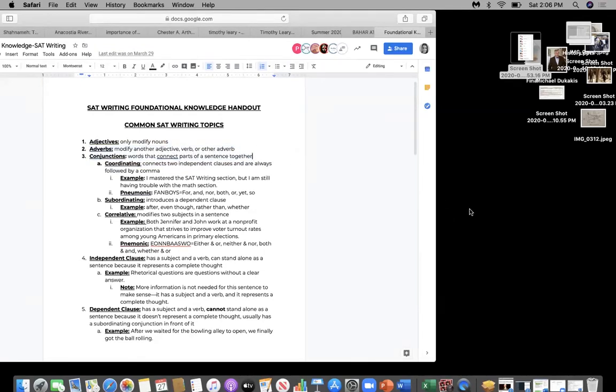Conjunctions are very important. They're going to connect two parts of a sentence together. We have coordinating, which are always going to connect two independent clauses. So you can think, I am walking to the store. Well, actually, I will ask David, tell me what an independent clause is.